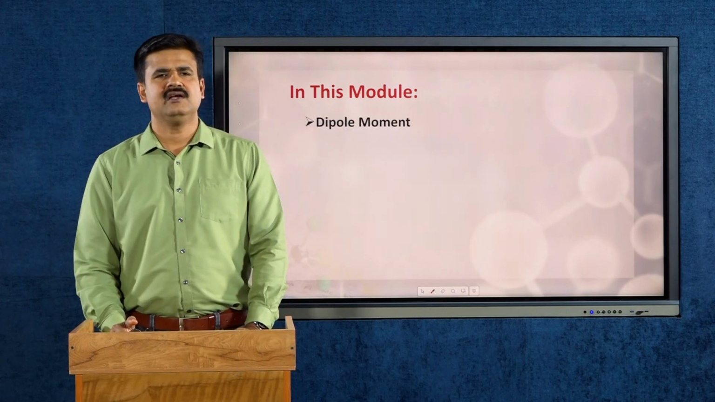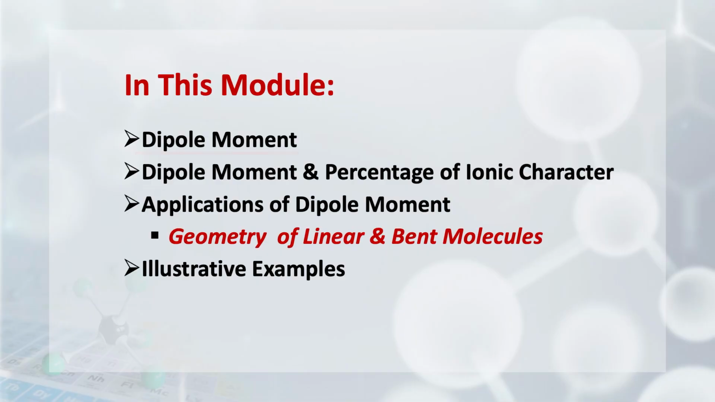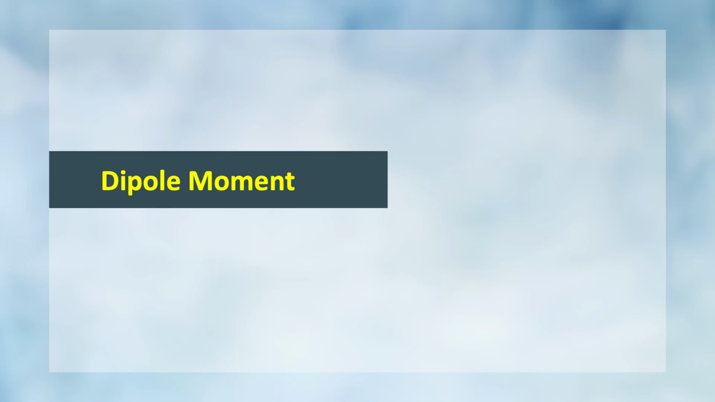In this module, the contents we are discussing are dipole moment and percentage of ionic character, application of dipole moment with respect to the geometry of linear and bent molecules, illustrative examples. First of all, we are discussing about dipole moment.